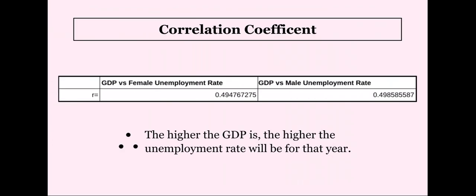For the final step in our project, we had to calculate the correlation coefficient. This was debatably the most important part because it helped us describe the relationship between our independent and dependent variables. Our correlation showed to be moderate and positive, which allowed us to determine that the higher the GDP is, the higher the unemployment rate will be for that year.